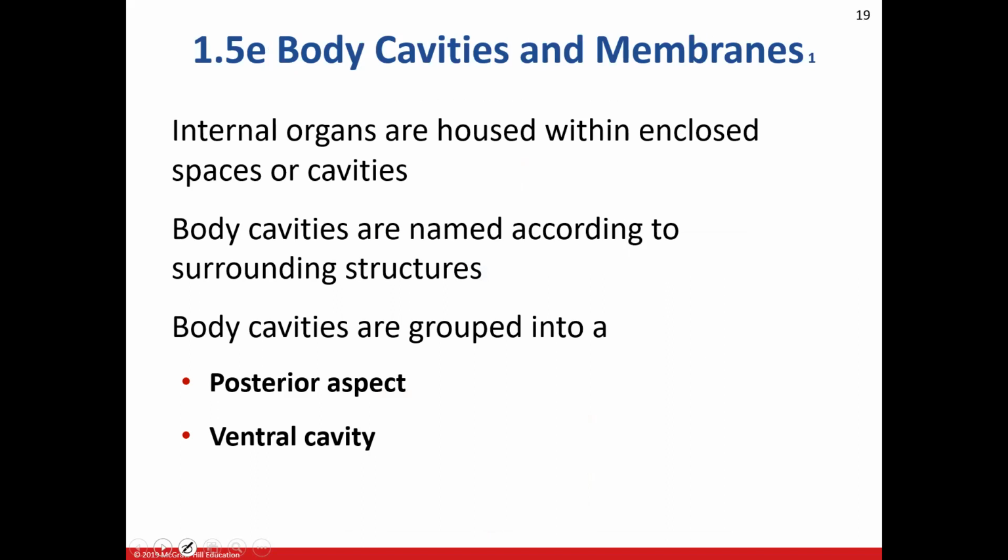Now I want to get into something some students have issues with: the body cavities and the membranes of these body cavities. The body cavities are where we are going to find all of our internal organs. We name these body cavities pretty much according to the structures that they cover or surround. So let's break it down. Our body cavities are broken down into 2 groups. The first one is called the posterior aspect. The other one is called the ventral cavity.